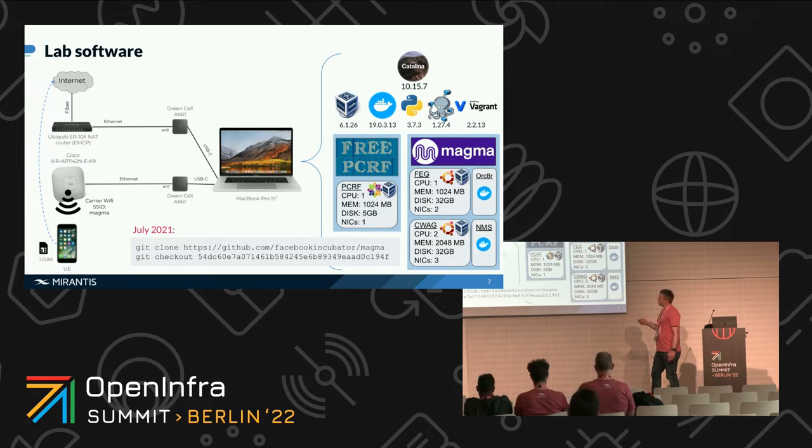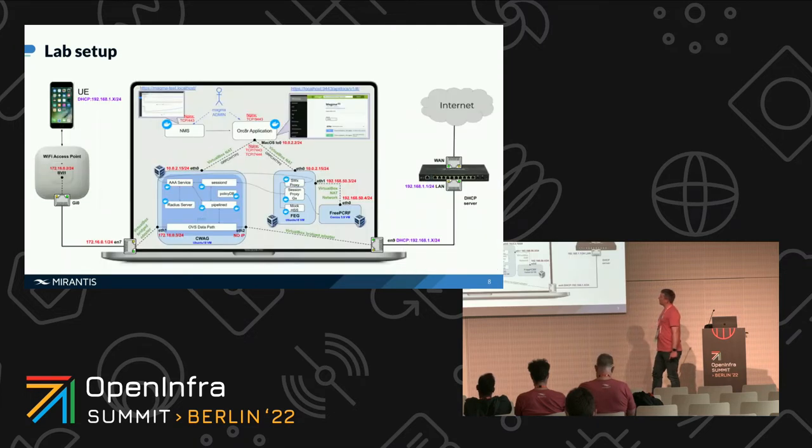Right, and here we got the high-level physical connectivity. It looks simple, really. One Ethernet port of the laptop is used for interconnecting the access point, while the other one is the uplink to the internet. Okay, this is the entire setup, software and hardware.